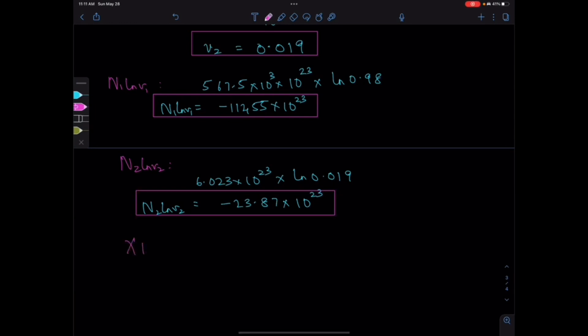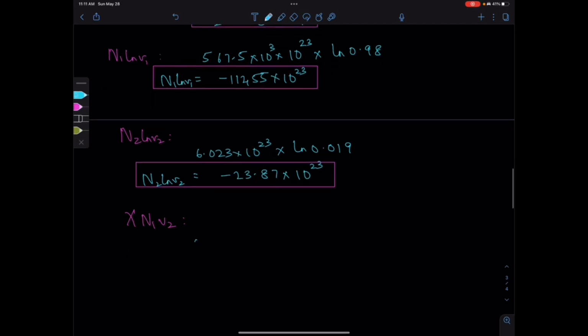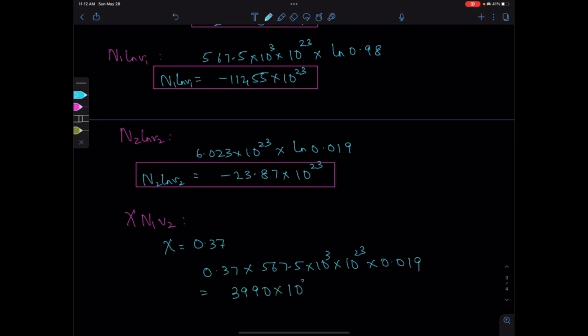Chi N1 V2 is, value of chi from the table is 0.37. So 0.37 times N1, which is 567.5 times 10 cube times 10 to the 23, times V2, which is 0.019, and that is 3990 times 10 to the 23.